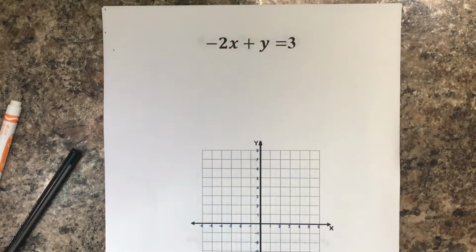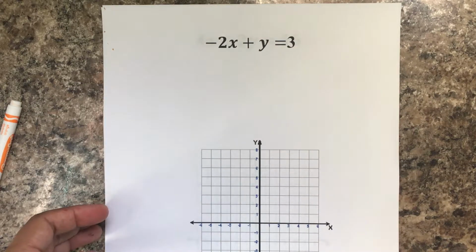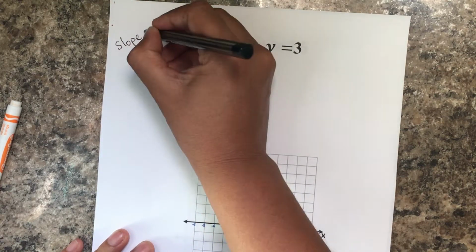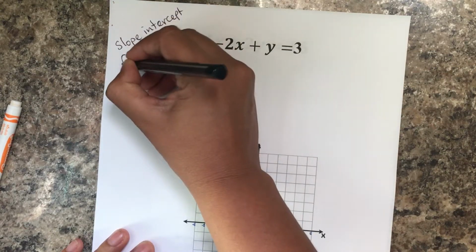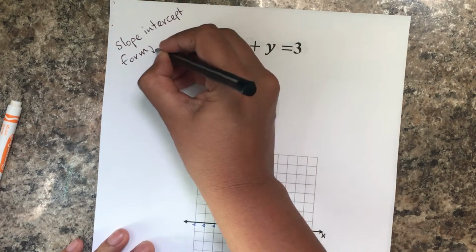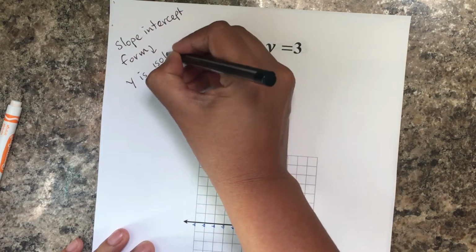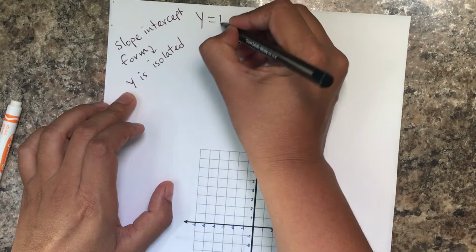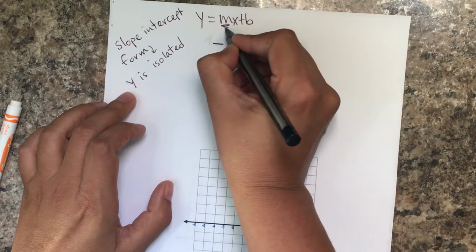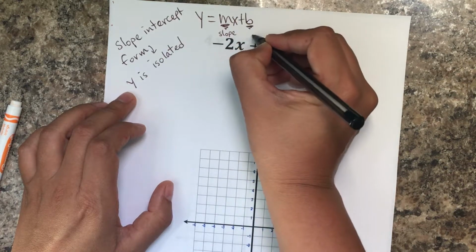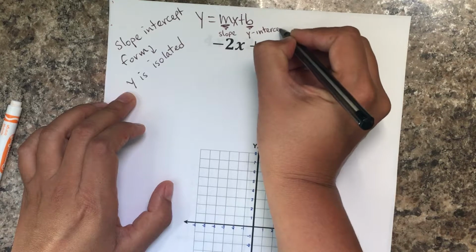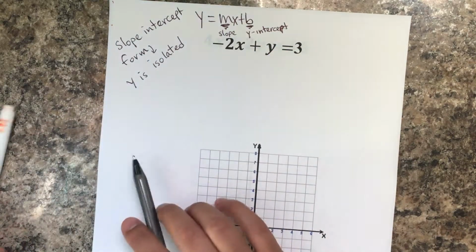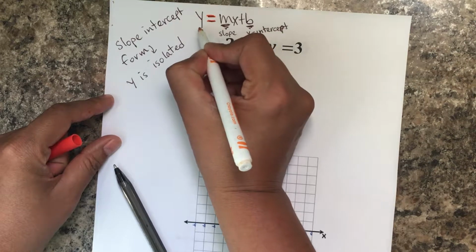Okay, so in the previous lesson, we learned to graph with the slope-intercept form. And that's when y is isolated, meaning that y is by itself. What does that mean? It's y equals mx plus b. M is the slope, b is the y-intercept, and that's where it gets the name from, slope-intercept form. Okay, and if you notice, the equal sign and y, it's on the left.